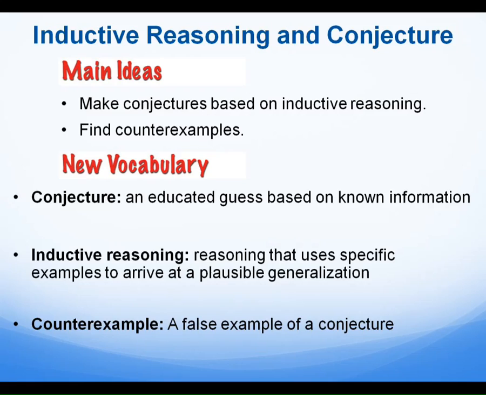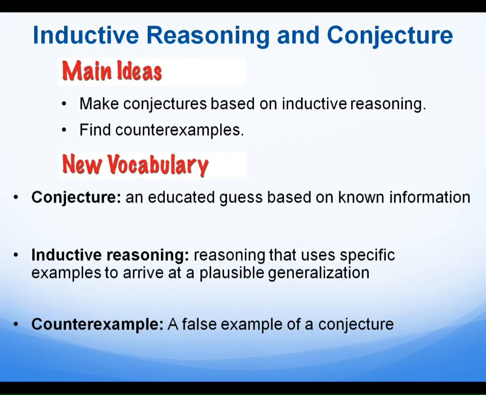A conjecture is an educated guess based on known information. So you're going to make a statement or a guess about what's going to happen next based on this information. We call that a conjecture. Inductive reasoning, the opposite of which is deductive reasoning, which we'll talk about later, is reasoning that uses specific examples to arrive at what we call a plausible generalization, or something that's going to happen. I see these examples, I see this happen, and I'm going to use inductive reasoning to say, since this happened, I believe this is going to happen next.